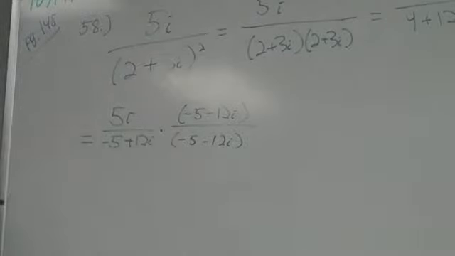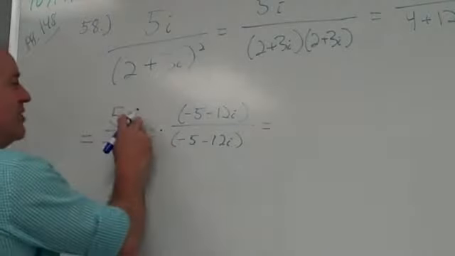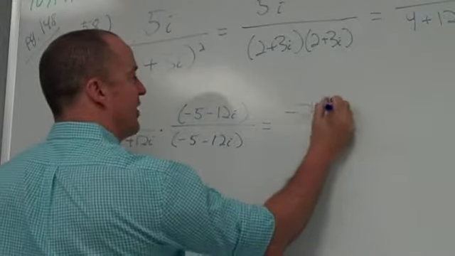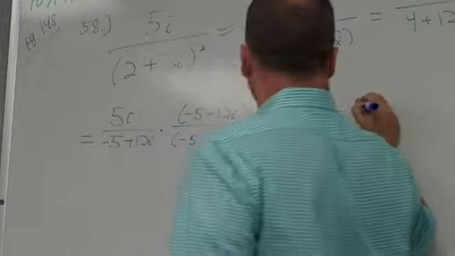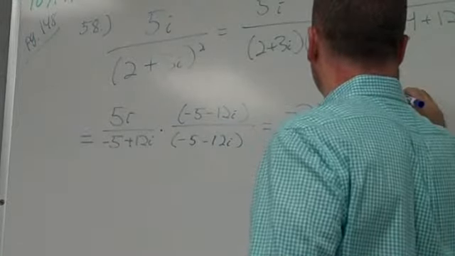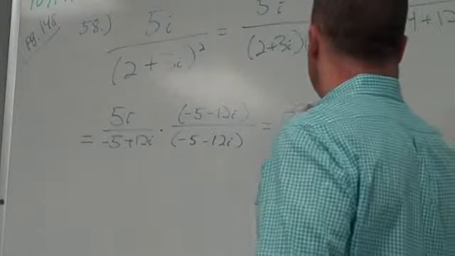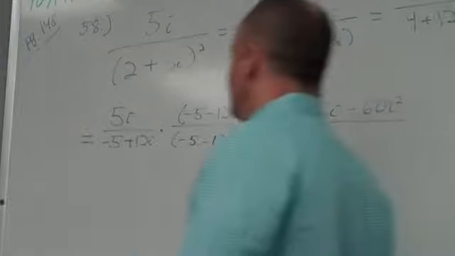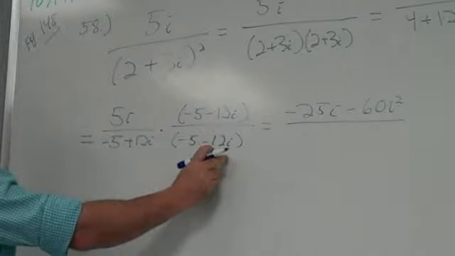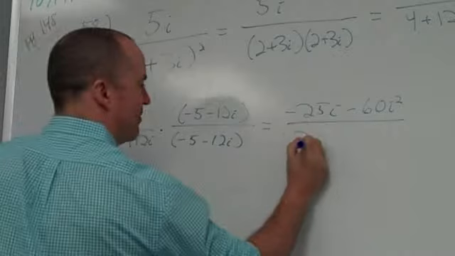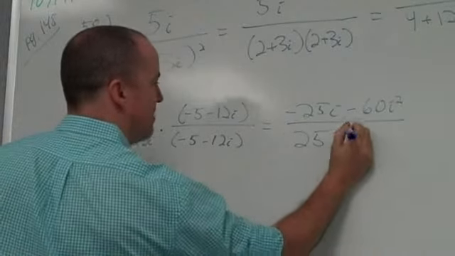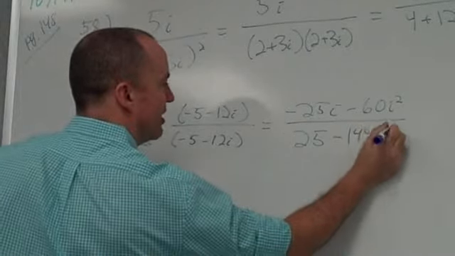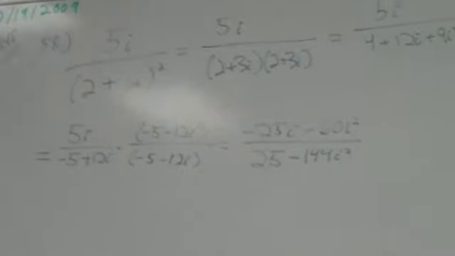You're not done with a quotient or a fraction or a division problem in complex numbers until there's no i's on the bottom. So I distribute on the top, and I get negative 25i minus 60i squared. Is that correct as a first step? Yes. And then on the bottom, this is my a plus b times a minus b factoring pattern. So that's going to give me positive 25 minus 144 i squared. Is this correct?